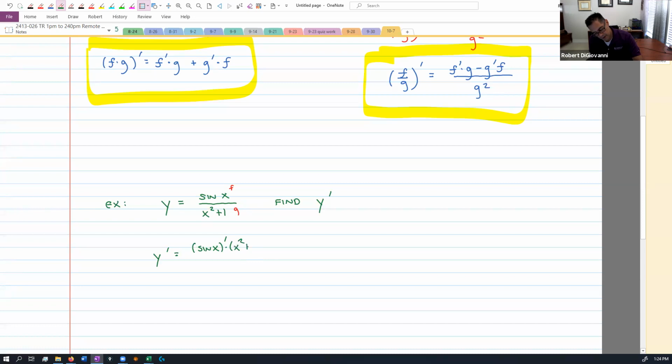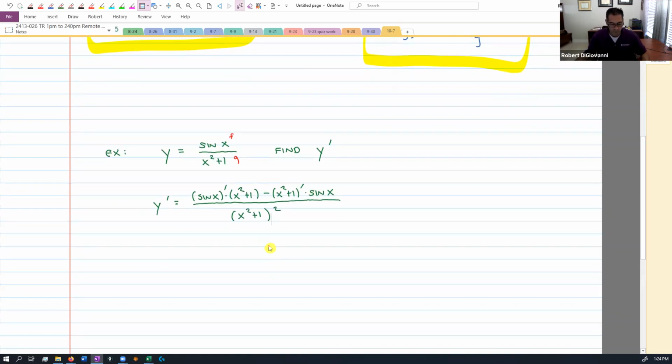times the bottom. Oh, I forgot to show you all that thing. Minus the derivative of the bottom times the top, all over the bottom denominator squared. The only two derivatives I have to take are these two right there. So the derivative of sine is cosine. So we get cosine x, and then in parentheses still x squared plus 1. Then minus, now we need the derivative of x squared plus 1, which is just 2x, and then times sine x. The entire thing divided by x squared plus 1, that quantity squared.